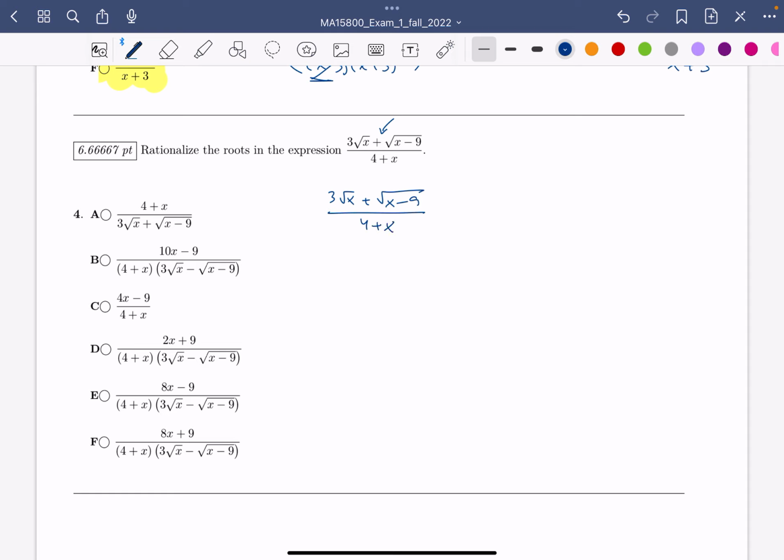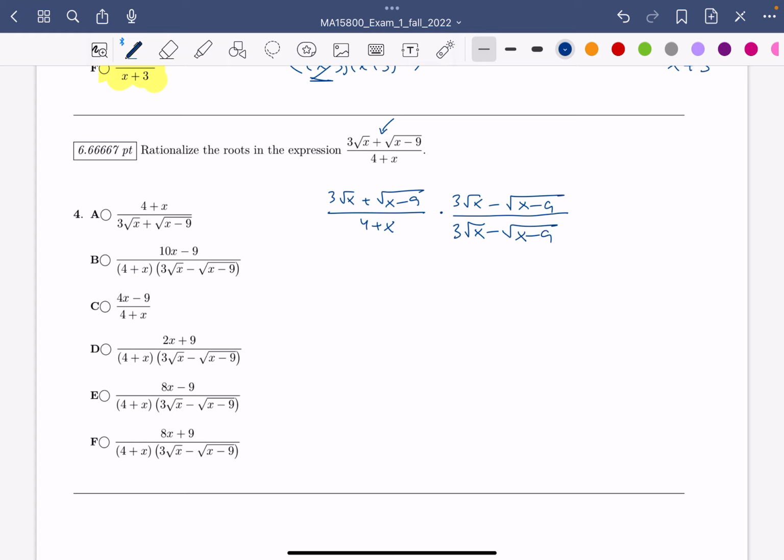you see that the conjugate is 3 root x minus the square root of x minus 9. And then we can't just multiply by any random number, but we can multiply by 1. So if the numerator and denominator are the same, then we're multiplying by 1. So we're going to repeat that on the denominator.